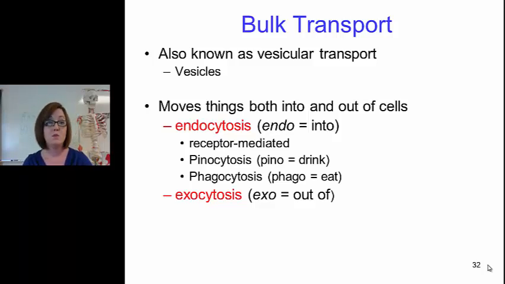The last type of transport is bulk transport, also known as vesicular transport, because it uses things called vesicles. Vesicles are small membrane-bound bubble-like structures inside the cell. And there are hundreds of these vesicles inside of our cells.